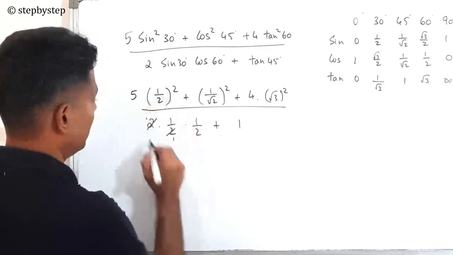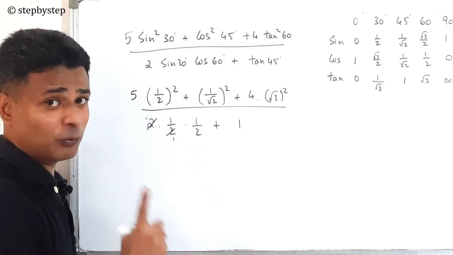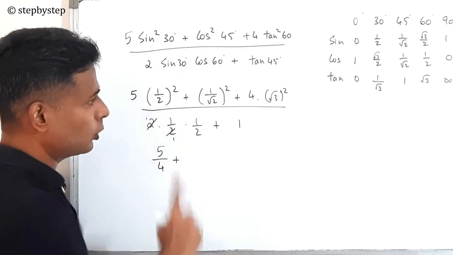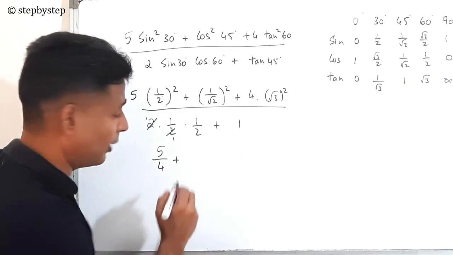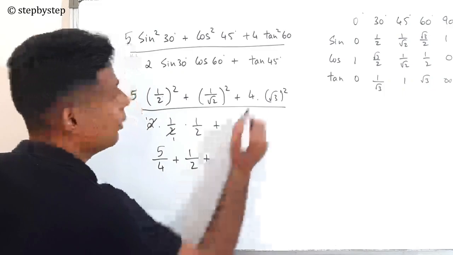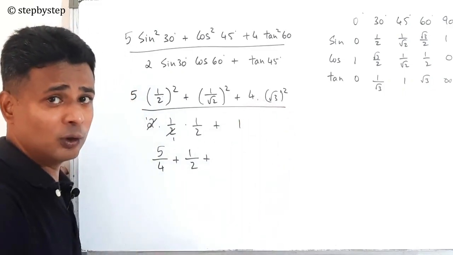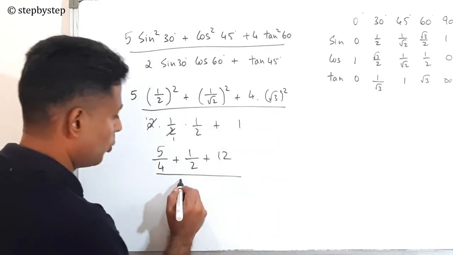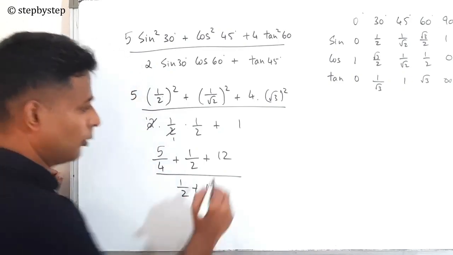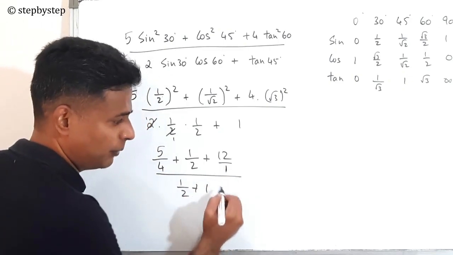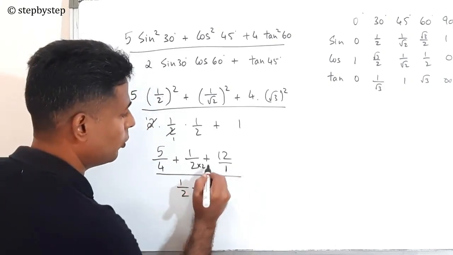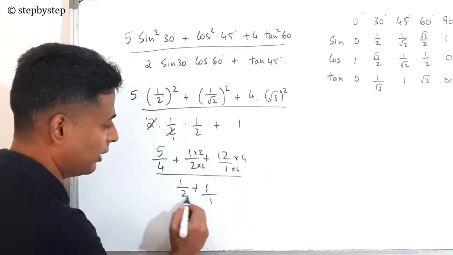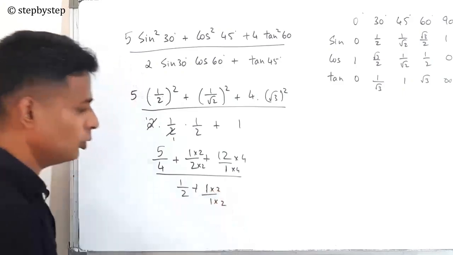This will become 5 into 1 by 2 whole square, which is 1 by 4. So 5 into 1 by 4 is 5 by 4, plus 1 by root 2 whole square, 1 square by root 2 square, that is 1 by 2, plus 4 into root 3 square. Root 3 square is root 3 into root 3, which is 3. So 4 into 3, 12, by, this will become 1 by 2 plus 1. Now taking LCM up: 12 can be written as 12 by 1, LCM will be 4, so into 4. Similarly down, 1 can be written as 1 by 1, LCM will be 2, so into 2.